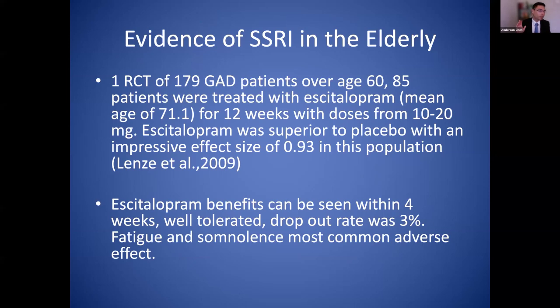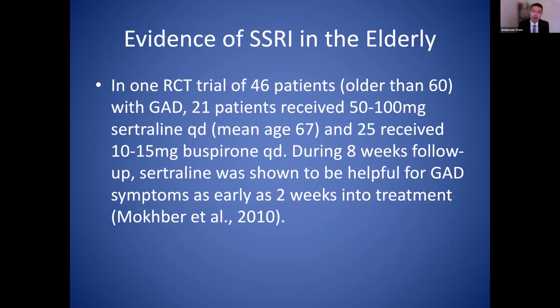And I will say, if your patient has concomitant dementia, there is also very good evidence for the use of escitalopram. The next medication that has evidence in the elderly is sertraline. In one randomized controlled trial, 46 patients older than 60 with generalized anxiety disorder, 21 patients received 50 to 100 milligrams of sertraline daily. The mean age was 67. And 25 received 10 to 15 milligrams of buspirone daily. During an 8 weeks follow-up, sertraline was shown to be helpful for generalized anxiety disorder symptoms as early as 2 weeks into treatment. And similar to escitalopram, if your patient does have concomitant dementia, there's also some evidence for its use to help with behavioral and psychological symptoms in dementia.